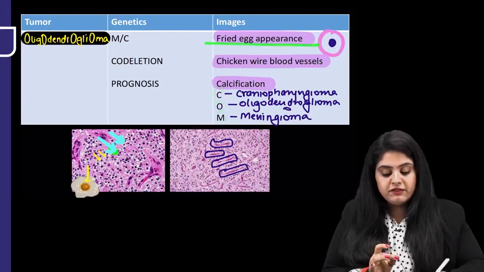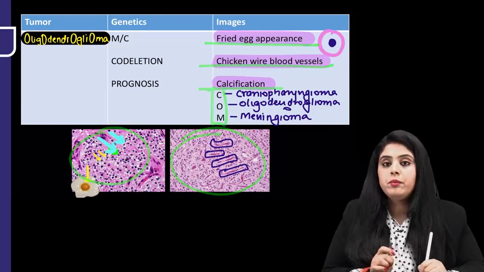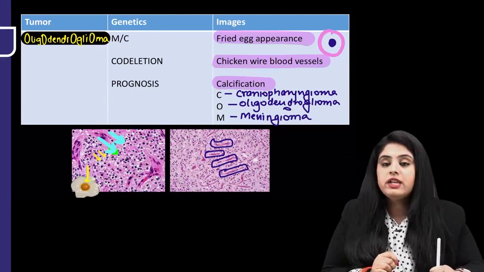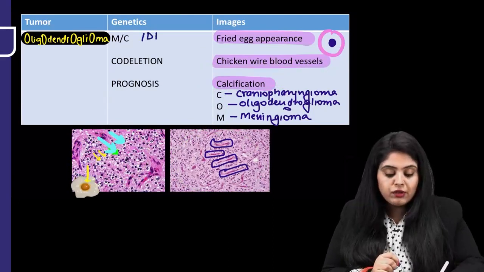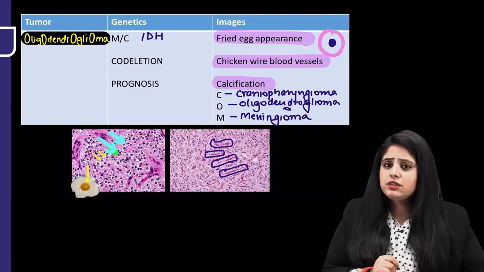So, repeating, firstly, we see fried egg appearance. Wherever there is an egg, there has to be a chicken. So there are chicken wire blood vessels, and we see calcification. Calcification is seen in the COM tumors. Now asking you the genetics. The genetics over here is also isocitrate dehydrogenase. That is the most common. So isocitrate dehydrogenase was in glioblastoma also. Right? It's over here also.